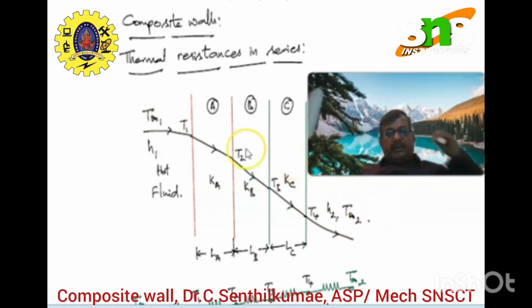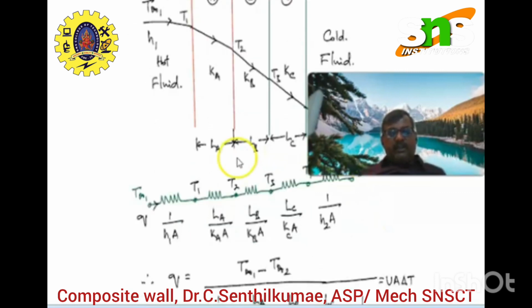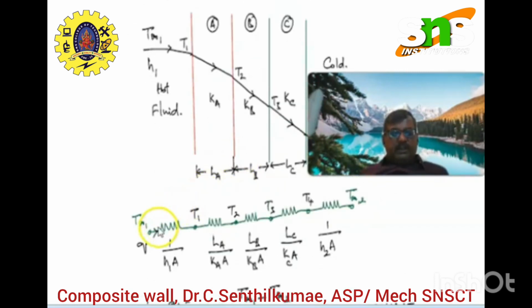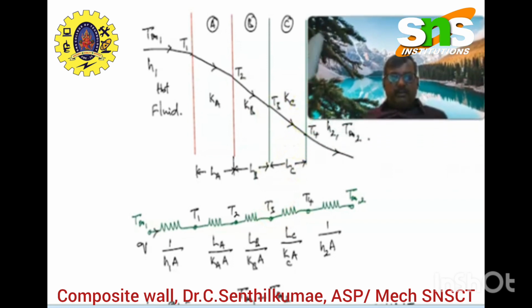So these temperature values we have already noticed, and this is the circuit diagram. T infinity 1, T infinity 2 at the exit, the interface temperature T1, T2, T3, T4. This we have seen already, and this is the resistance. T infinity 1 to T1, there is a resistor. This comes under convection. For the same case, T4 to T infinity 2, there is a convection heat transfer coefficient. So this resistance is from the heat transfer coefficient, so 1 by H1A, 1 by H2A.